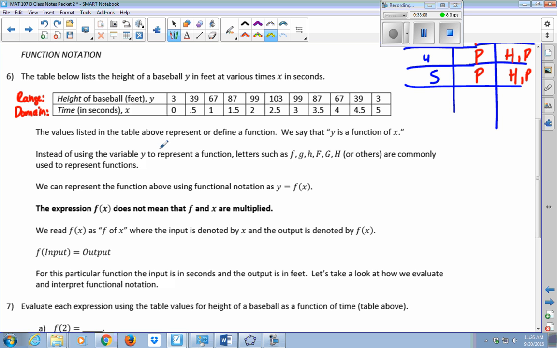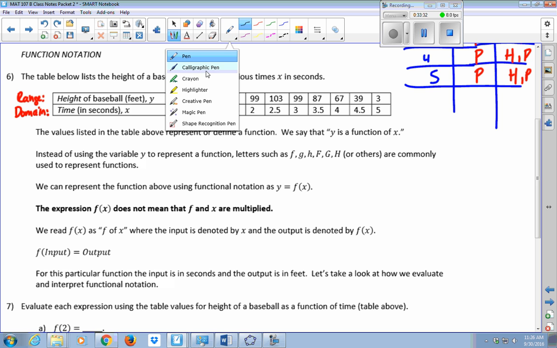Instead of using the variable y to represent a function, we use letters such as little f, little g, little h, big F, big G, big H. We can use other letters. These are the letters commonly used to represent functions. And this idea right here is an important one to make sure that you understand. Let me get my pen out. I don't want my creative pen, just my regular pen.